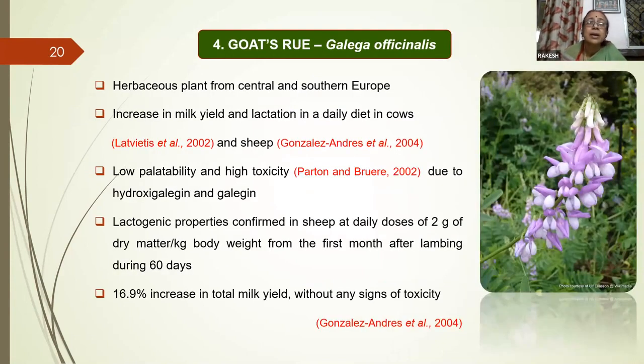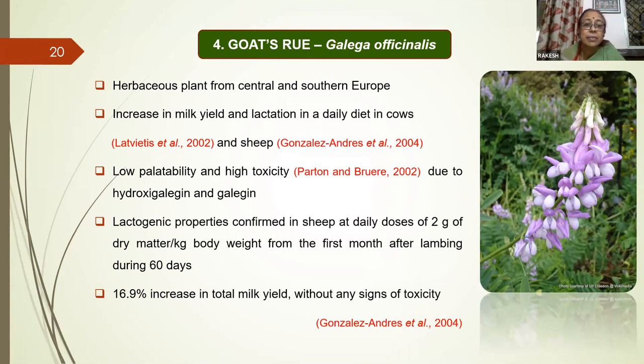Then goat's rue, Galega officinalis. It is a herbaceous plant from Central and Southern Europe. It increases the milk yield and lactation in the daily diet of cows and sheep. Low palatability and high toxicity are due to hydroxygalegine and galegine.